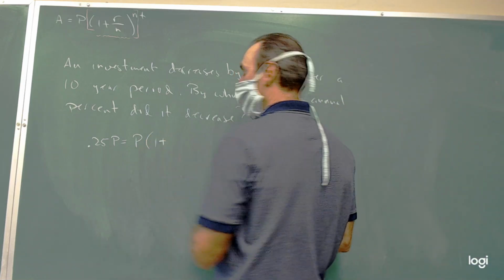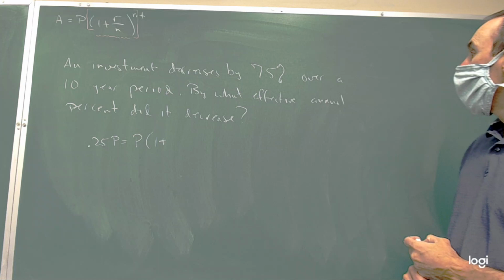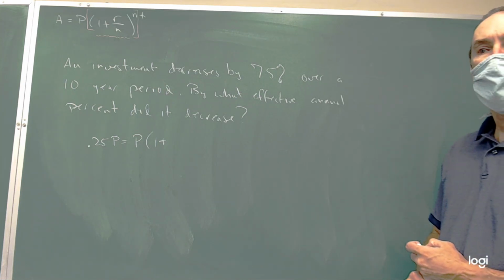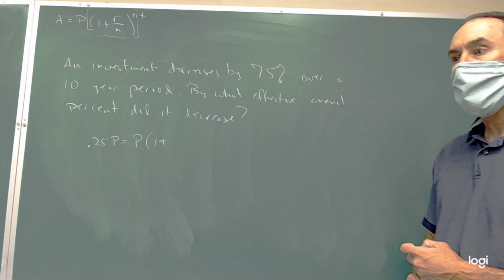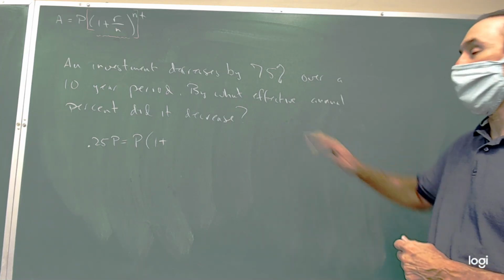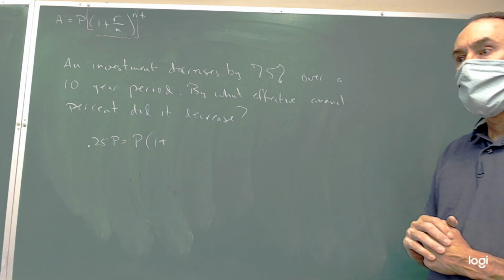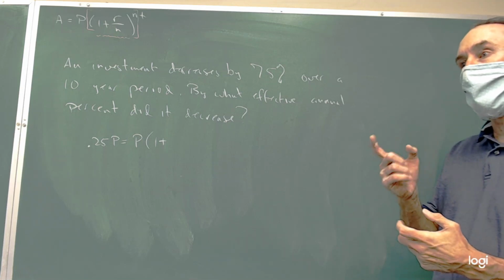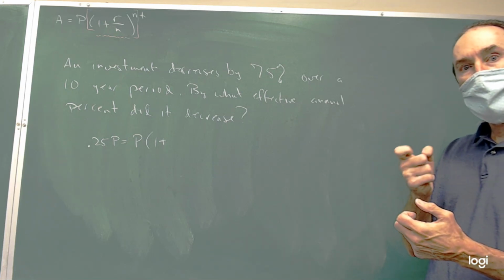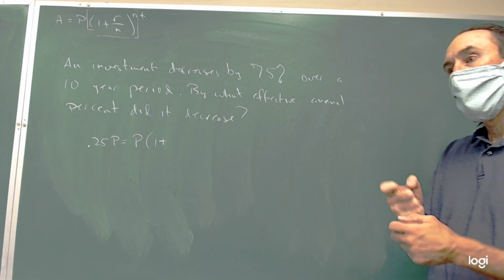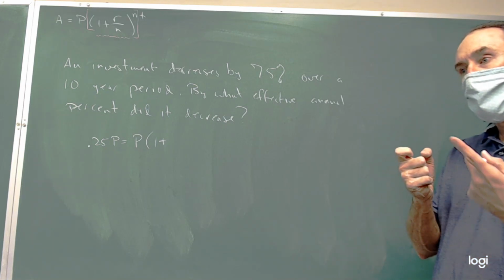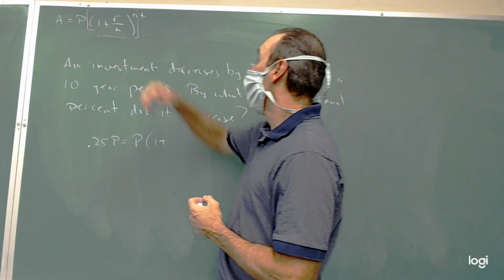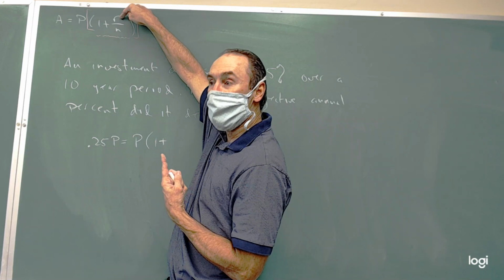Okay, so now what do we get? We have 1, I got that part, plus... what are we going to use for R? Negative 0.75? Maybe we should back up. What is it we're trying to find? The effective annual rate. So we're trying to figure out what percent it will decrease by each year, so we use R as that percent we're looking for.